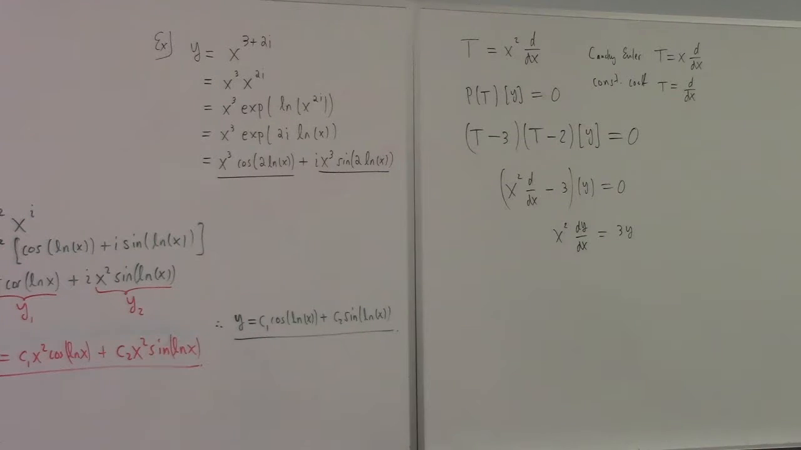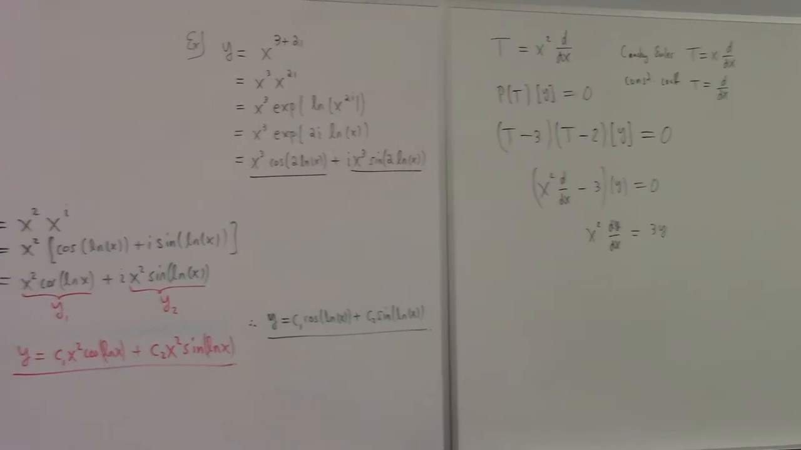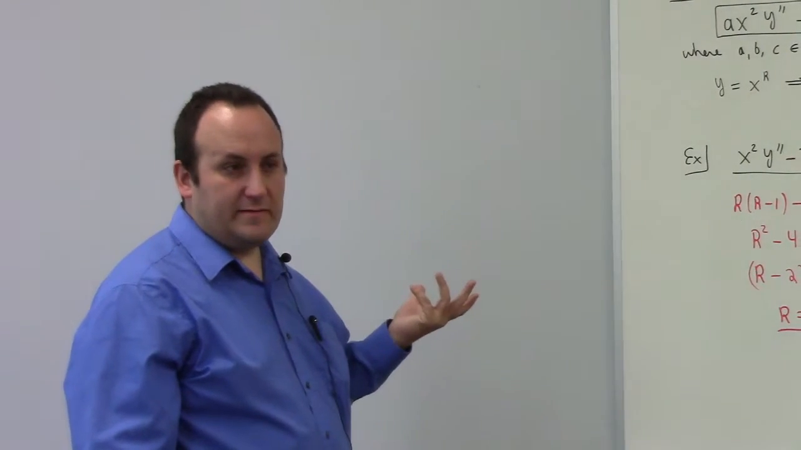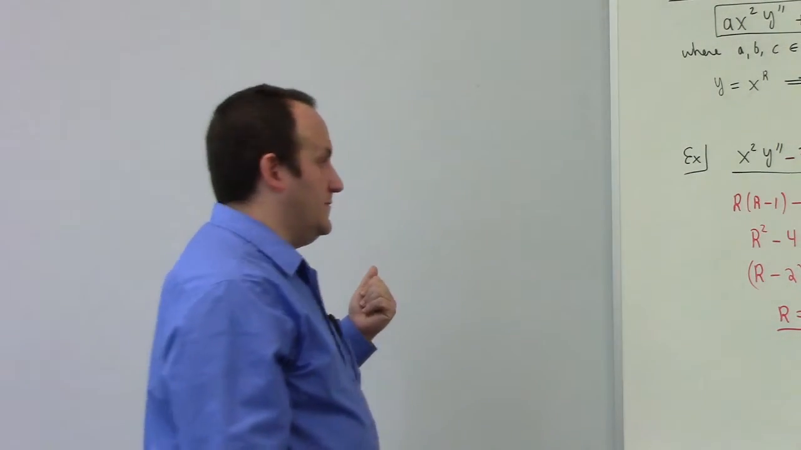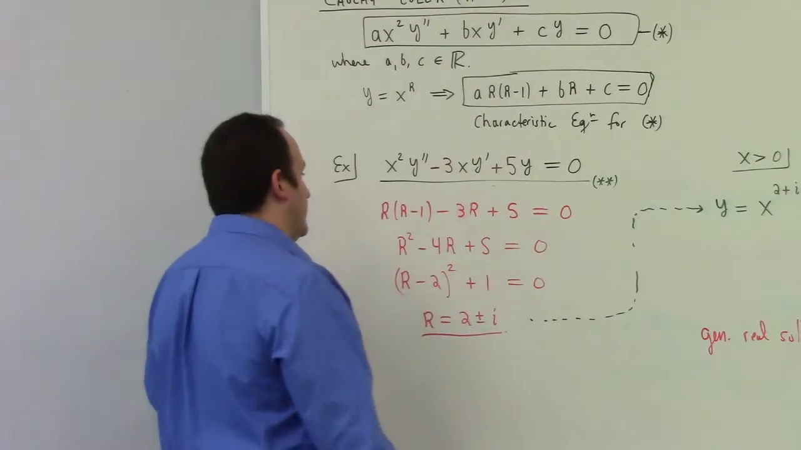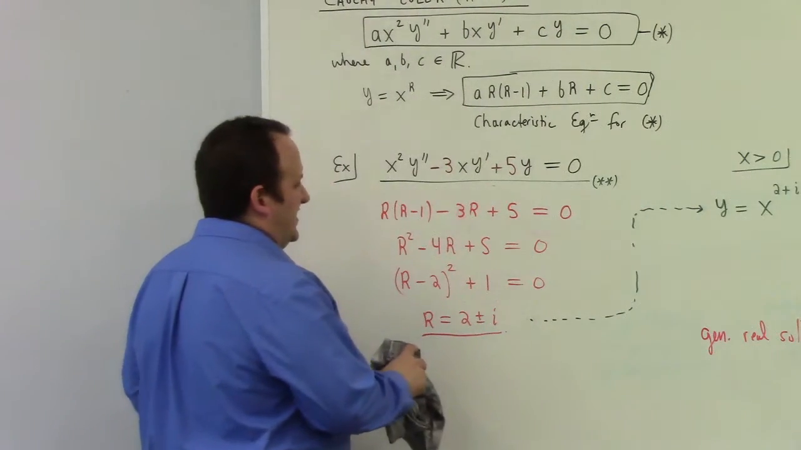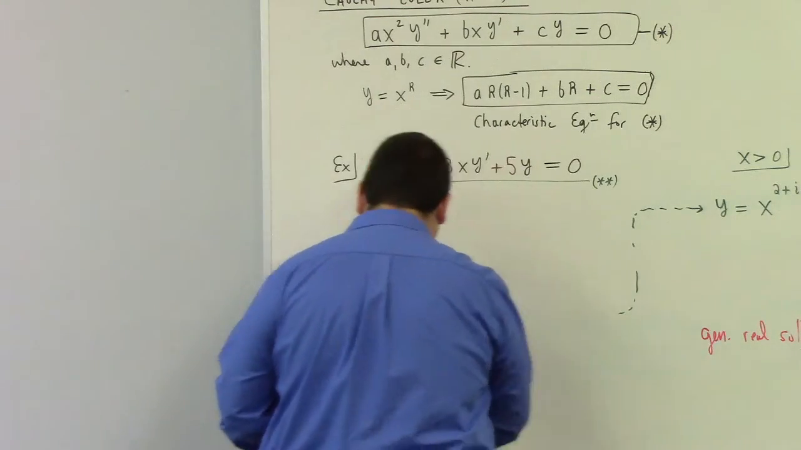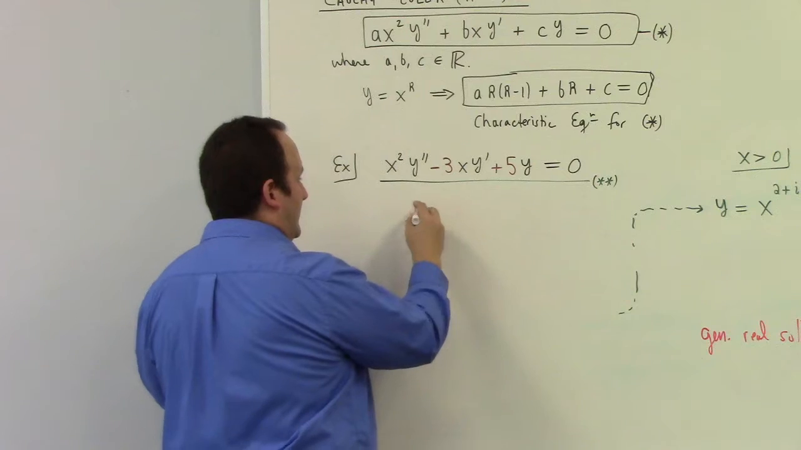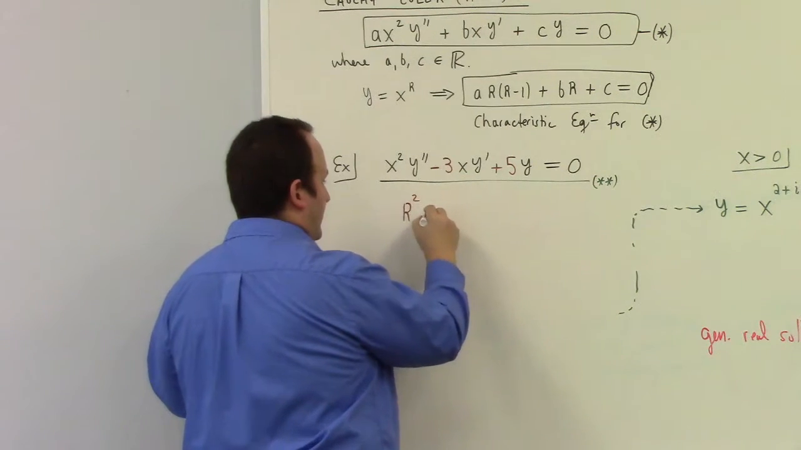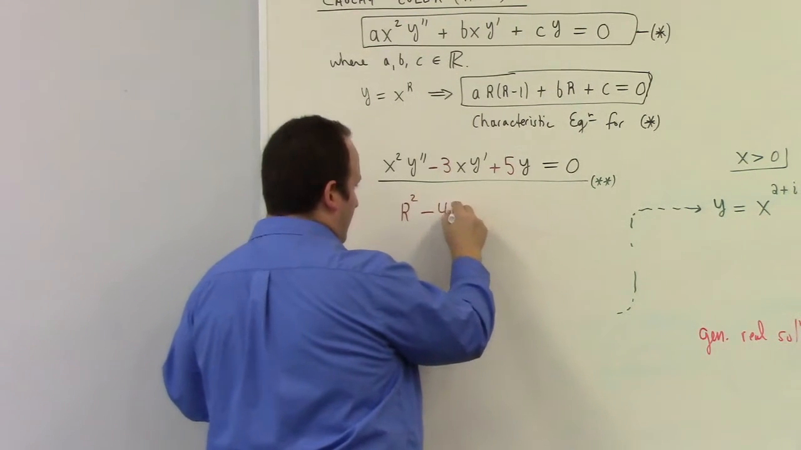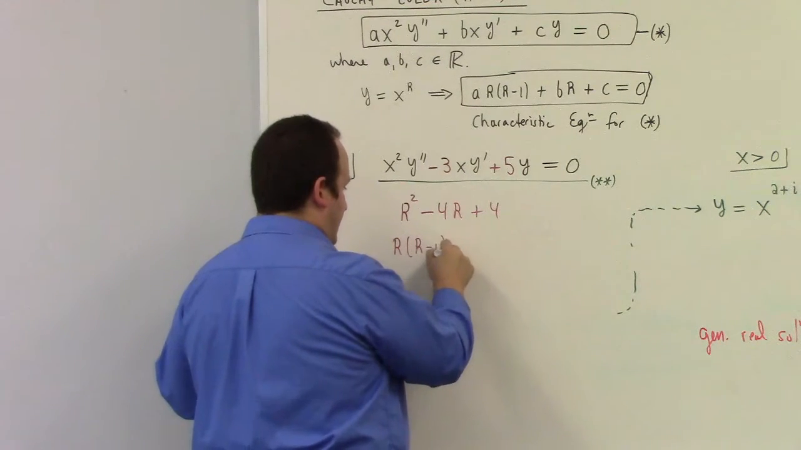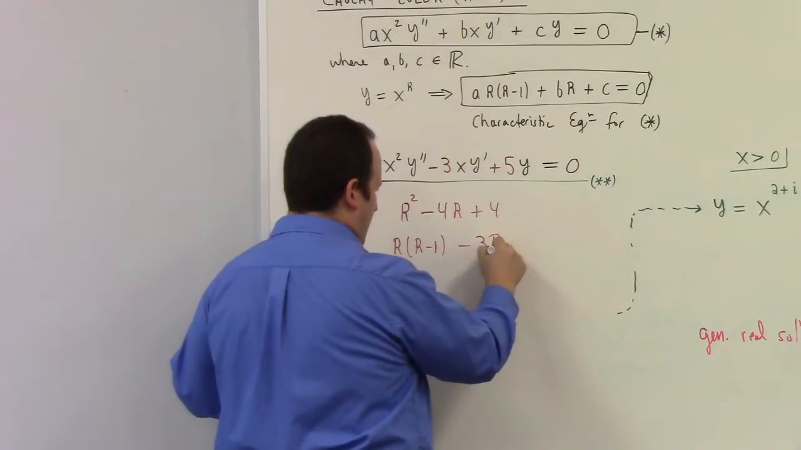All right. Now, there is an obvious other case, though, right? What about when the root is repeated? What would you do if you have something like, I'm going to have to work backwards again. If you have something like r squared minus 4r plus 4, right? That would have been r times r minus 1 minus 3r plus 4, right?